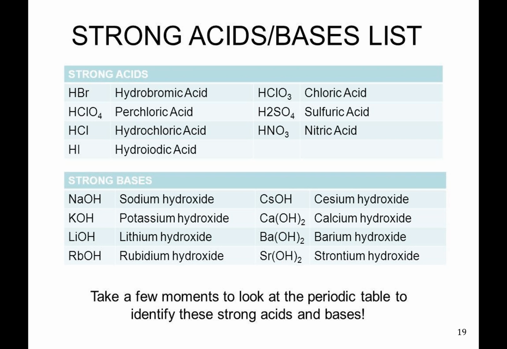Okay, so the best thing to do in order to know what's a strong acid, what's a strong base, what's a weak acid and what's a weak base is to memorize this list. There are 7 strong acids and 8 strong bases. So if you memorize those, then if it's not on that list, it must be weak. And if it is on the list, then you know it's strong. So make sure you commit this to memory.